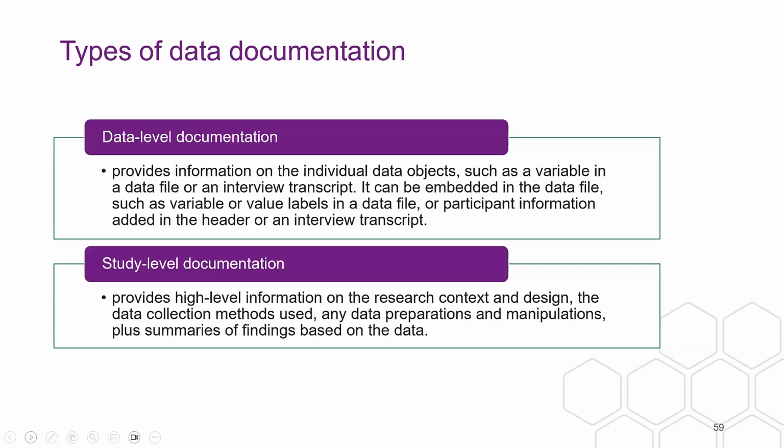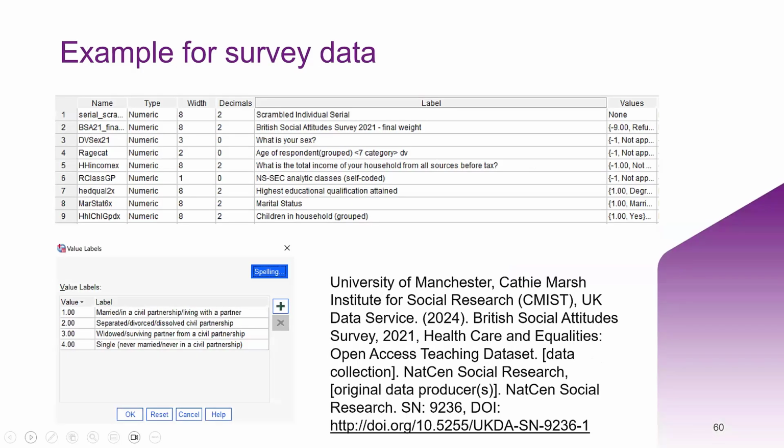At the archive, we do like to separate the data documentation into 2 main descriptions, the data level documentation. So here we're talking about information on the individual data objects, such as variables in a data file or information about the interview transcript. And then study level documentation, which is the high level information about the overall collections that you've gathered, the research context.